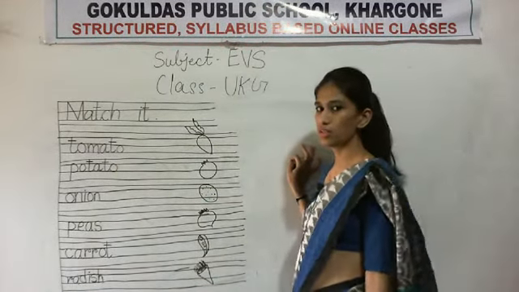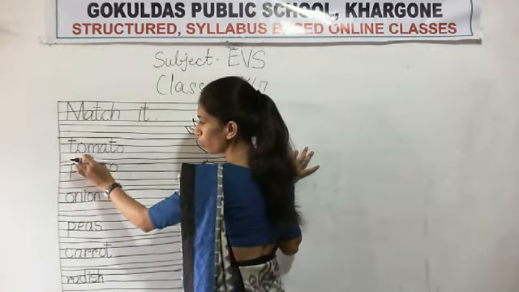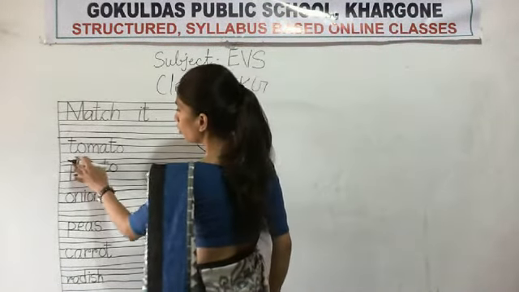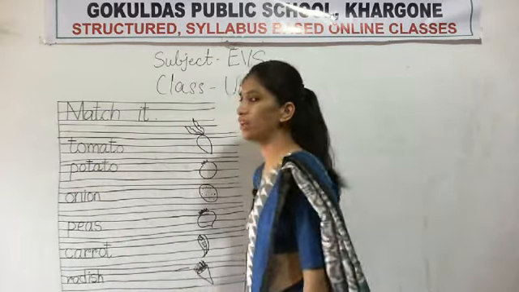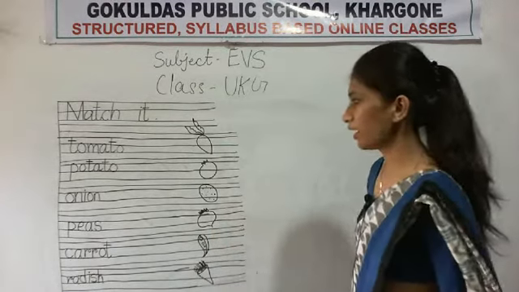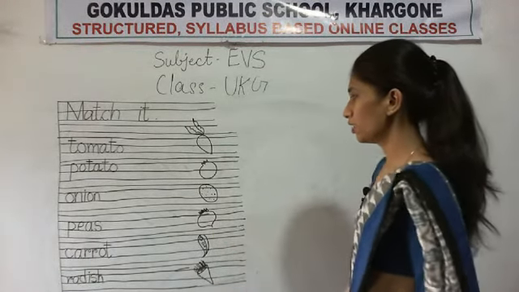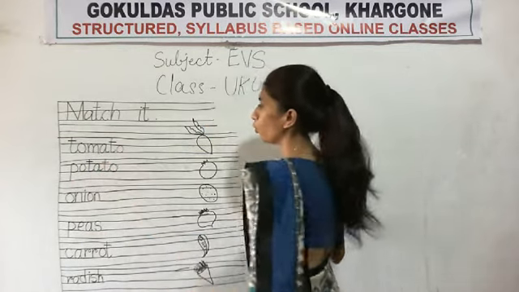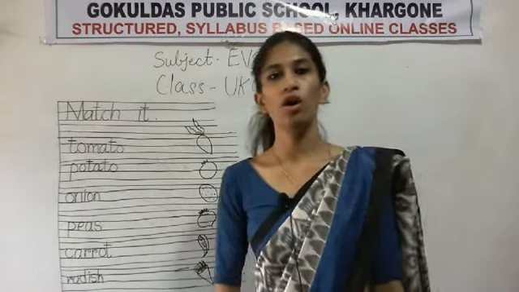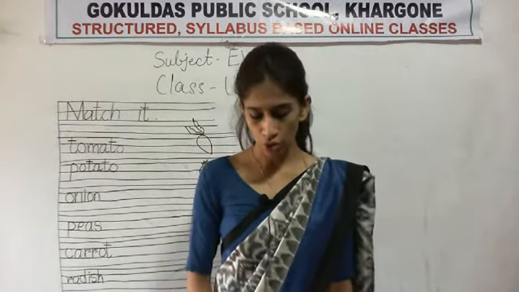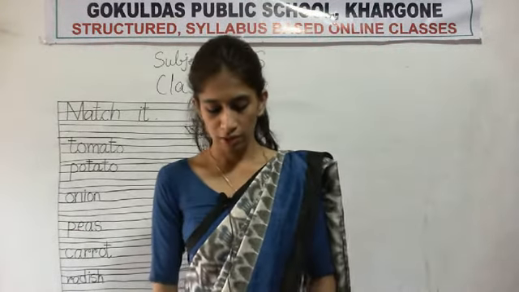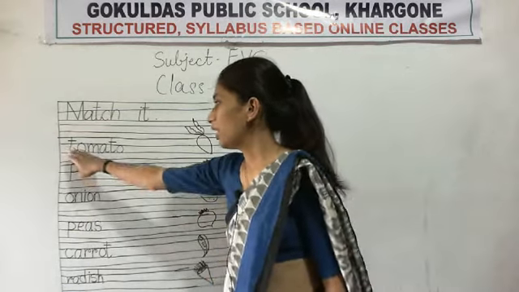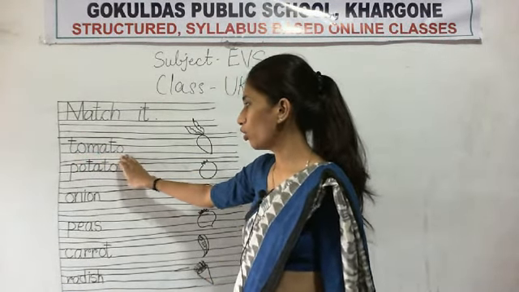Read with me. T-O-M-A-T-O. You have to say with me. First we will learn the spelling, then we will match with the correct picture. T-O-M-A-T-O. Tomato. Learn with me. T-O-M-A-T-O. Tomato. Now next.